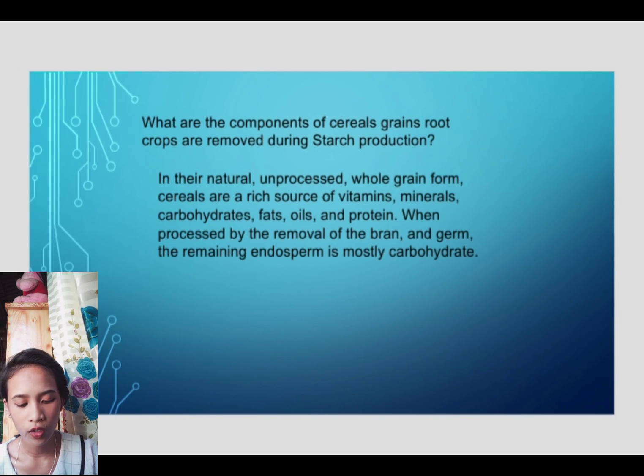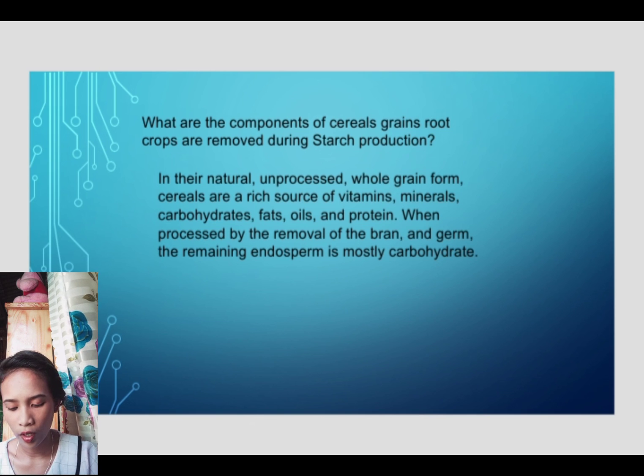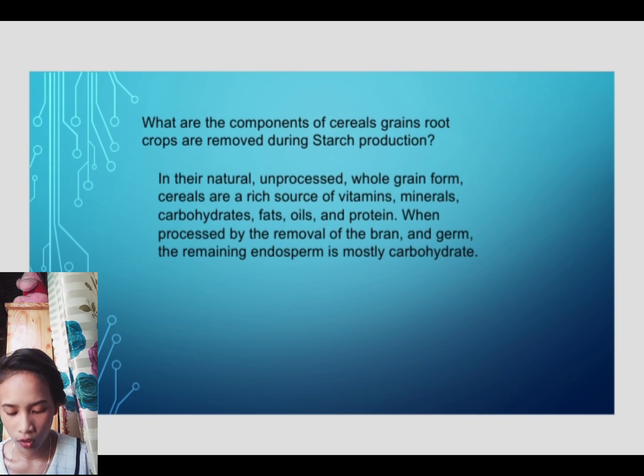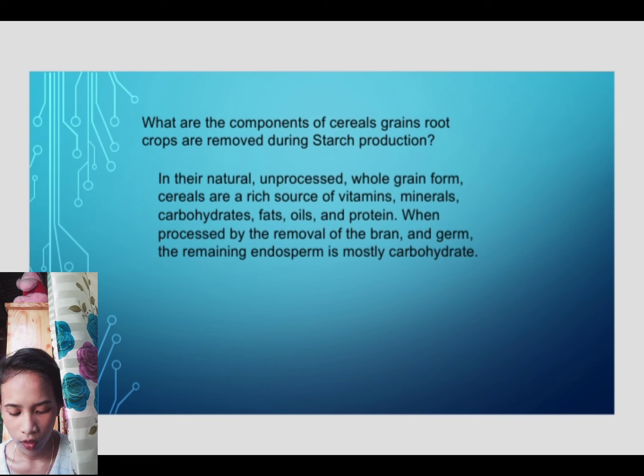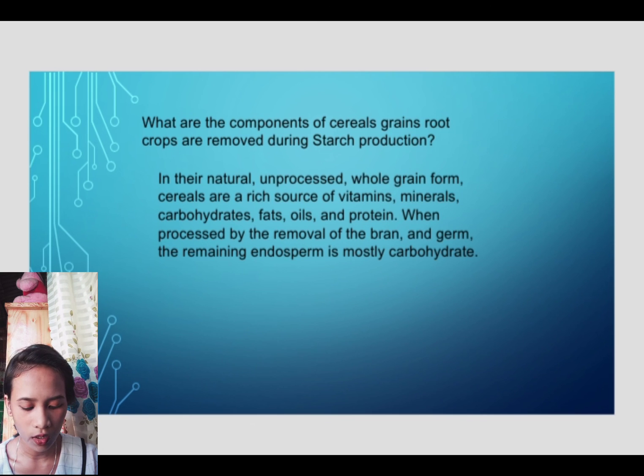What are the components of cereal grains? Root crops are removed during starch production. In their natural, unprocessed, whole grain form, cereals are a rich source of vitamins, minerals, carbohydrates, fats, oils, and protein. When processed by the removal of the bran and germ, while removing endosperm is mostly carbohydrate.